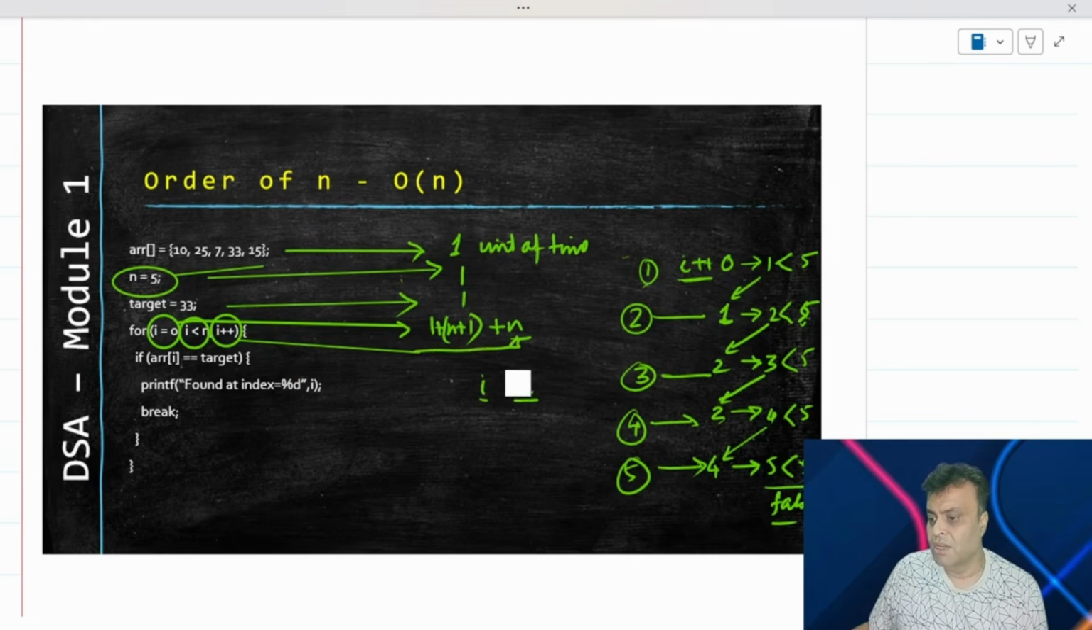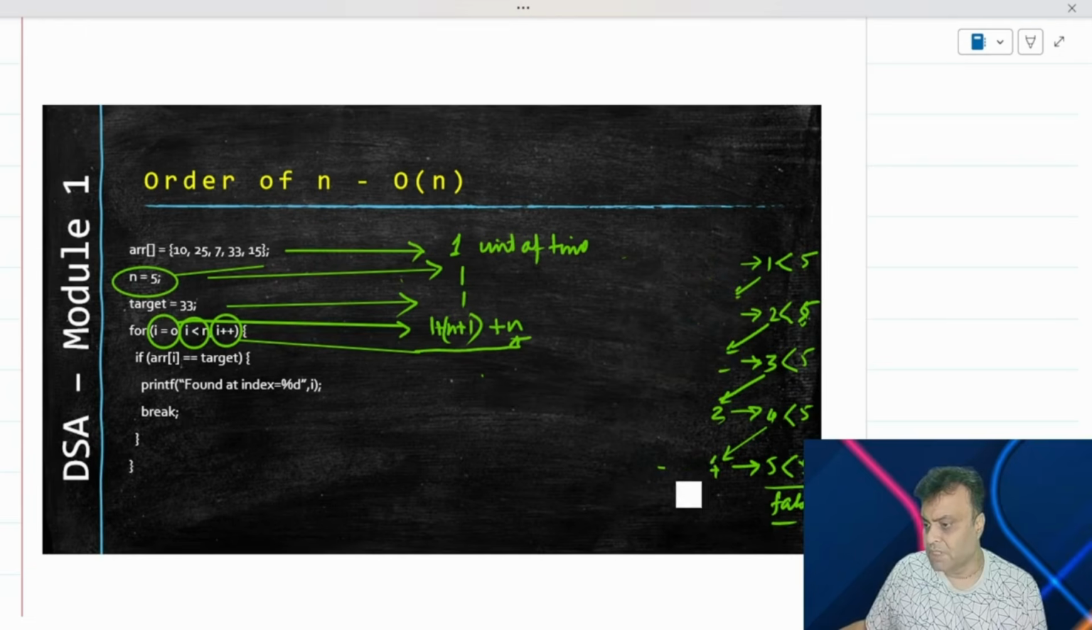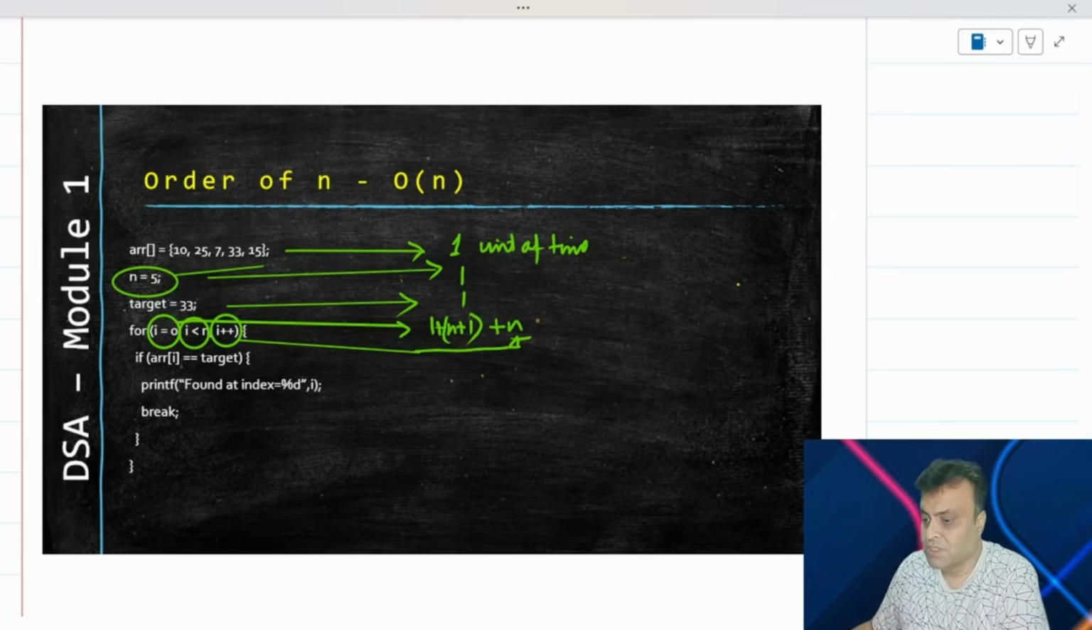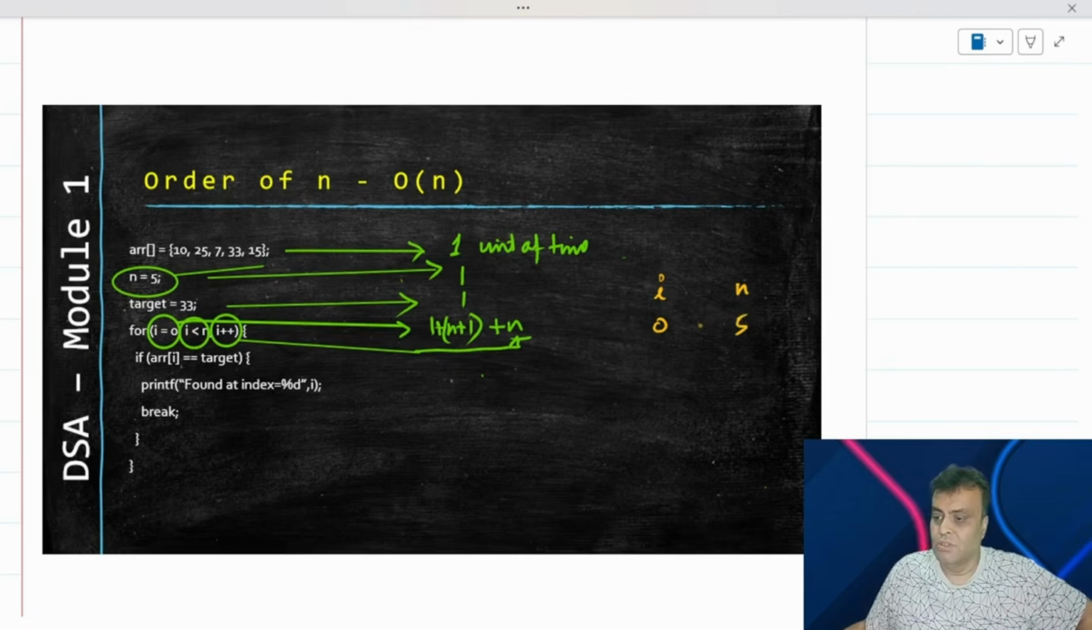Now coming back to the previous one, where I think there might have been some typo for n plus 1. Let me explain n plus 1 one more time. We are trying to see how many times i less than n executes itself. We have a value of i as 0, and the comparison with n, which is 5, is happening. So this is the first time this comparison happens.